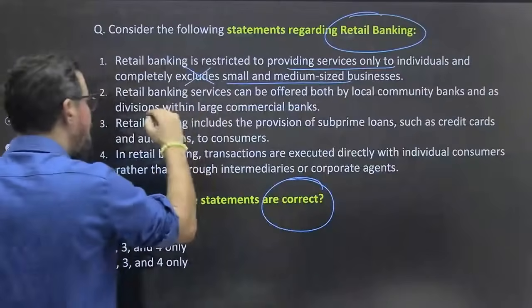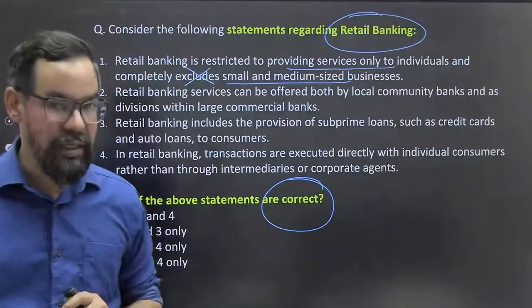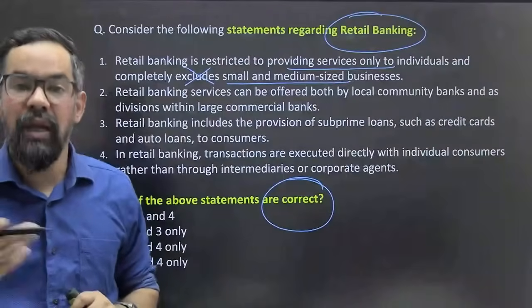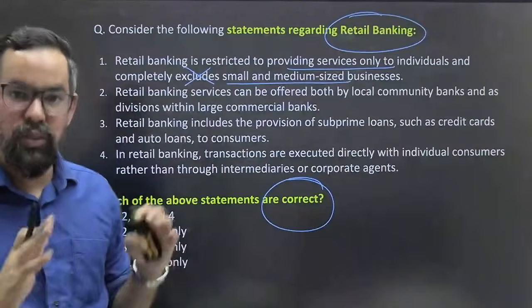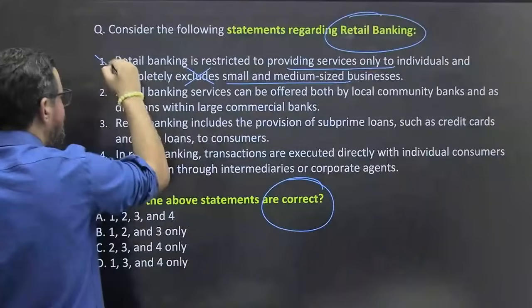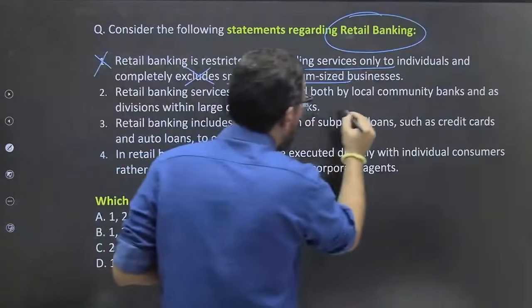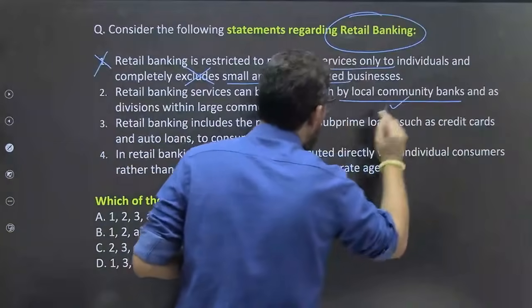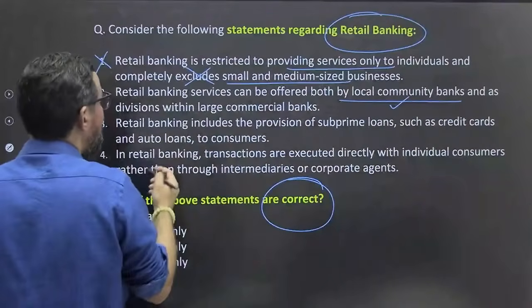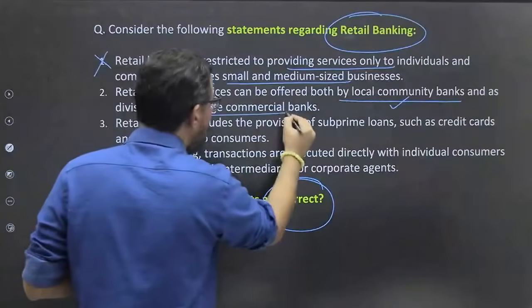No. Though the primary business area is individuals, it also caters services to small and medium enterprises. So these people also come under this category. This makes this statement wrong. Retail banking services can be offered by local community banks and as a division within a large commercial bank. True.